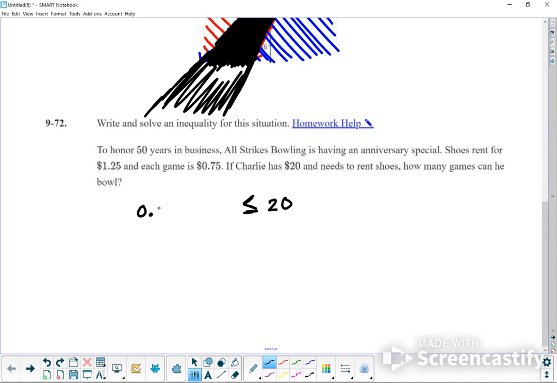It's going to cost 75 cents for every game, and then it's also going to cost $1.25 for shoes. So that's your inequality, right? So how many games can Charlie bowl? Well, you have to kind of figure this out. I'd say let's subtract 1.25.